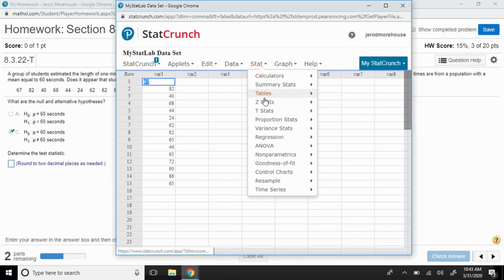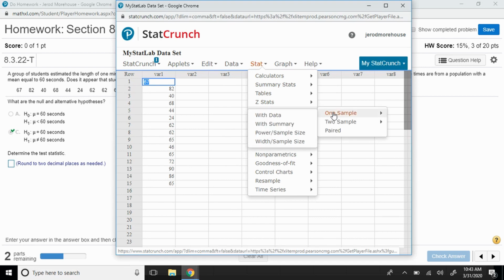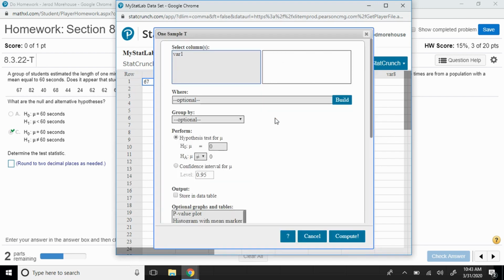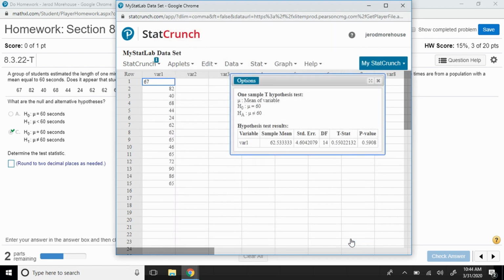We're going to, again, do a t-stat, one sample, but this time we have the data. It's not summary statistics. So we're going to select with data. We will select our data list, variable 1. And then for our hypotheses here, we're saying that it equals 60 or does not equal 60. So I can adjust those. If we were doing a one-tailed test, I would say greater than or less than, just to show that. But we're not. We're just doing a not equals to. So I can hit compute here. And it gives me my test statistic and my p-value and all the other good stuff.